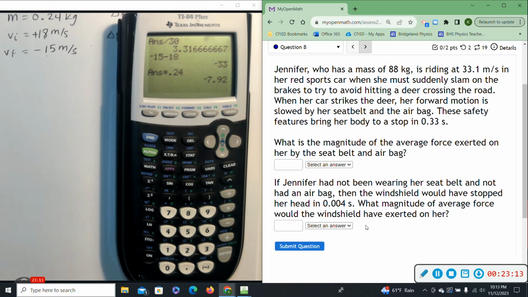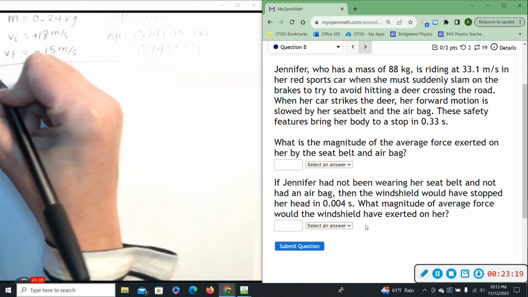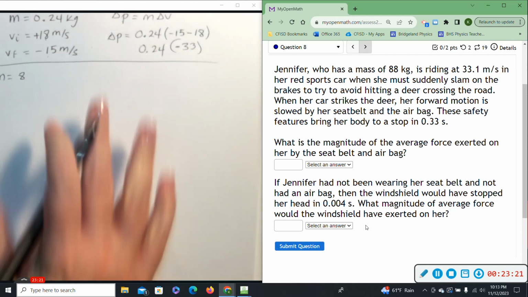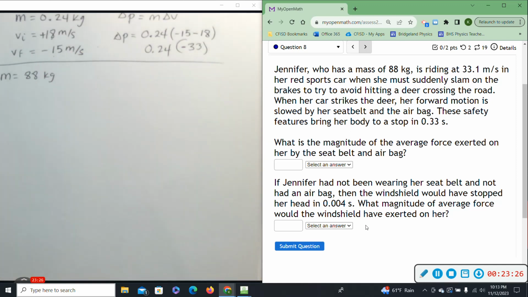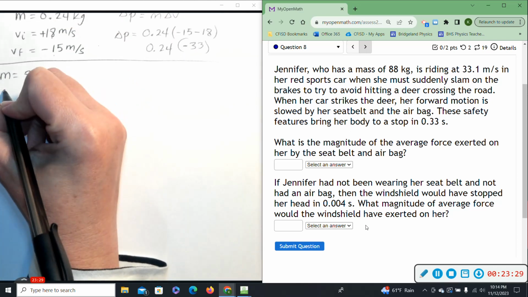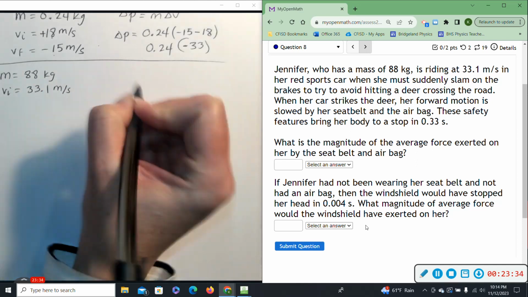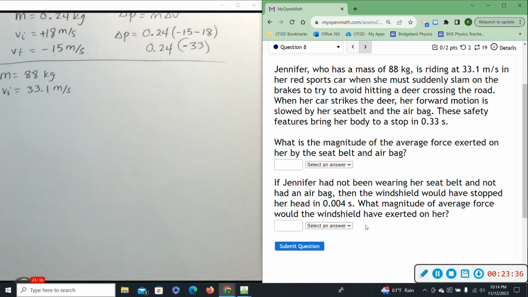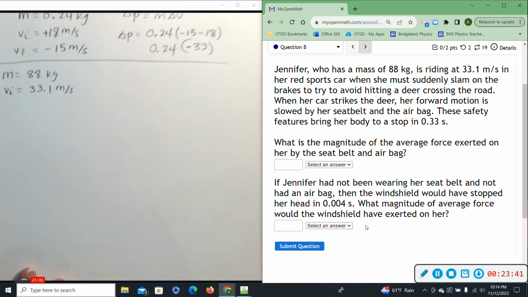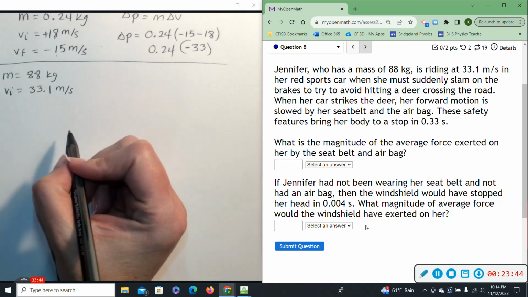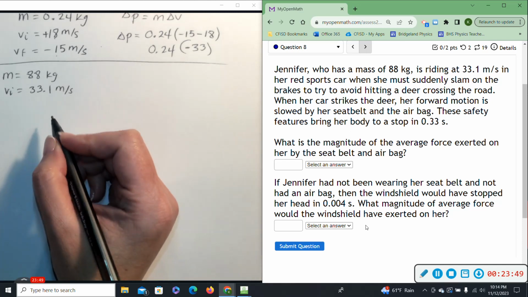Question number 8. Jennifer, who has a mass of 88 kilograms, is riding at 33.1 meters per second in her red sports car. There's an initial velocity, 33.1 meters per second, when she must suddenly slam on the brakes to avoid hitting a deer crossing the road. When her car strikes the deer, her forward motion is slowed by her seatbelt and the airbag. These safety features bring her body to a stop.